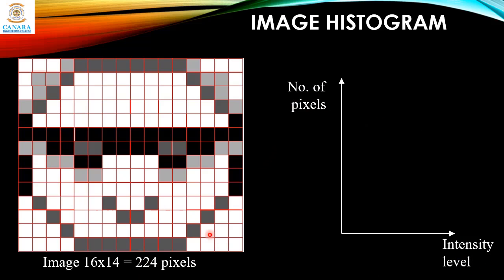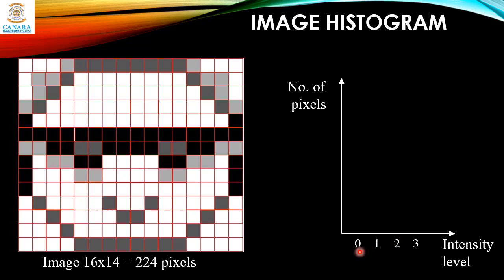Now how many intensity levels are used to represent this image? You can see here we have a dark pixel, a pitch black pixel, and we have a darker shade of gray, and we have a lighter shade of gray, and we have a full white pixel. No other shade is there. So we have four intensity levels in this image. We can write the intensity levels as 0 for black, 1 for dark gray, 2 for bright gray, and 3 for full white pixel.